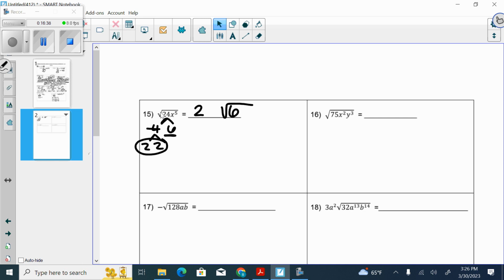Okay, now we're going to talk about that variable. So for my x, the exponent is 5. Is 5 even or odd? Odd. So if it's odd, what do I do first? Subtract 1, which is going to give us 4, divided by 2 is 2. Or 3. So I'm going to put x to the third. Any leftovers?